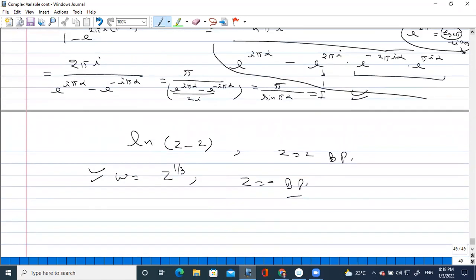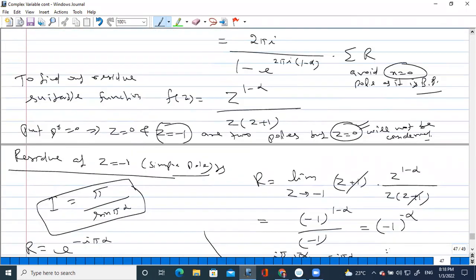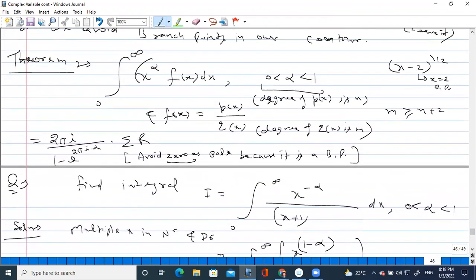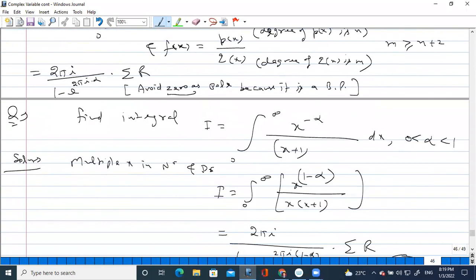See here. This is x to the power alpha, and alpha is in between 0 and 1. So in between 0 and 1 means it is a fractional thing. Either it is 1 by 2, 1 by 3, 1 by 4, 1 by 5, 1 by 100, whatever. So that will always give a value between 0 and 1. So x to the power alpha means here x equal to 0 is the branch point. Okay, so that's why whatever the x to the power alpha, that must be between 0 and 1.